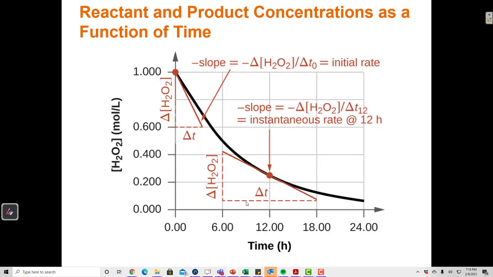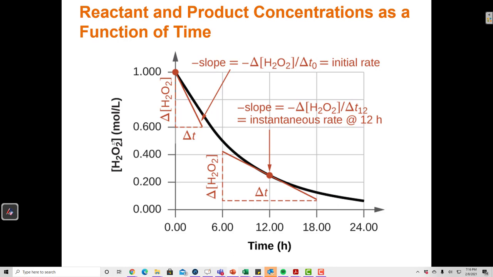So what that means is that when we try to represent the rate of a reaction on a graph, on this axis we talk about the concentration of H2O2, so how much I start with and how much I end with, the change in the concentration.